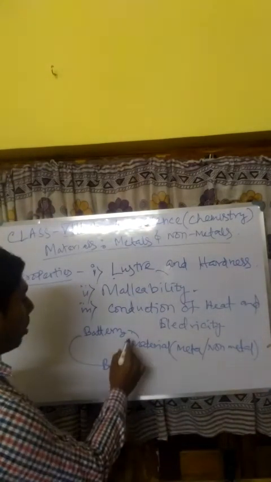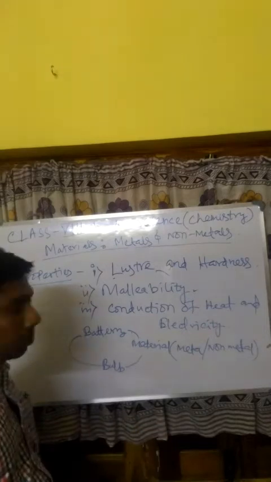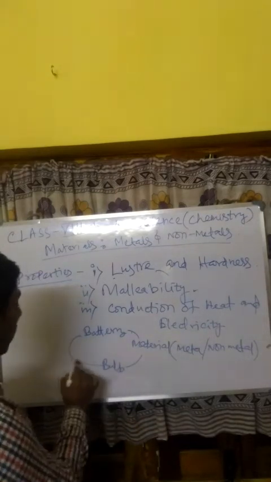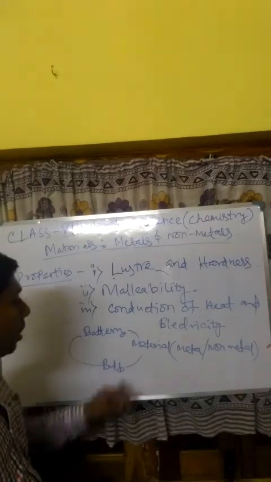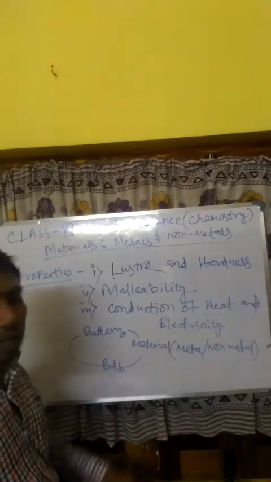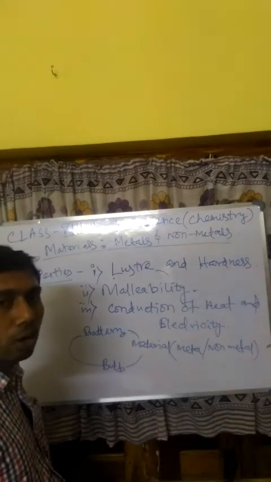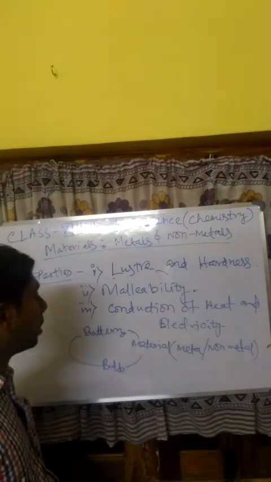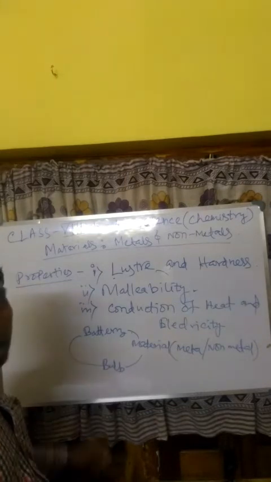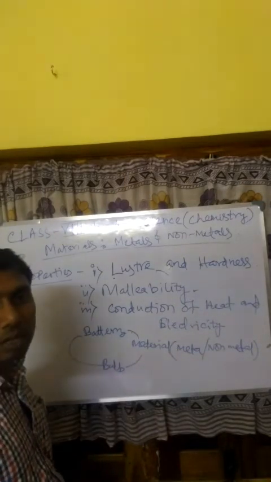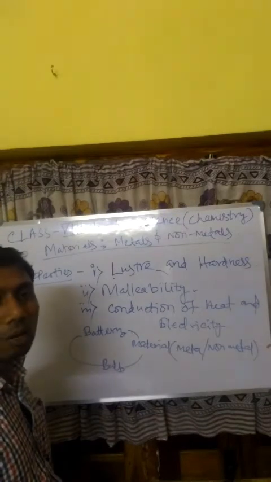Now the battery is first connected with the material, and the material is connected with the bulb by a conductive wire. If the material is a non-conductor of electricity, then the bulb will not glow. And if the material is a conductor of electricity, then the bulb will glow.